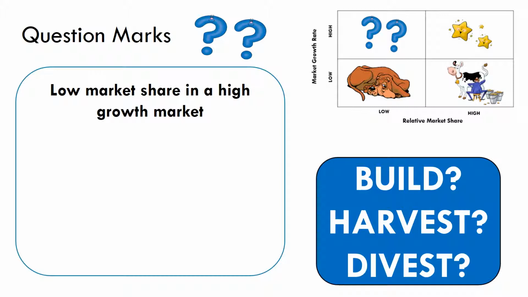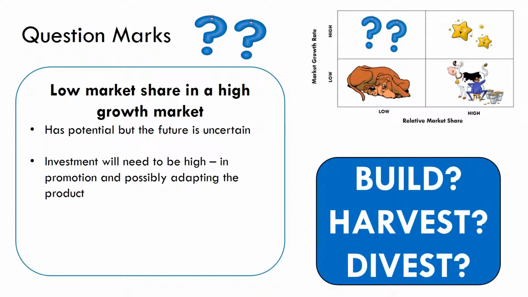Question marks have low market share, but in a high growth market. So we have a slightly trickier decision here to make. We've got potential for these products, but the future is uncertain. Why do we have a low market share? Why is our particular product not that popular when lots of this type of product are being sold?